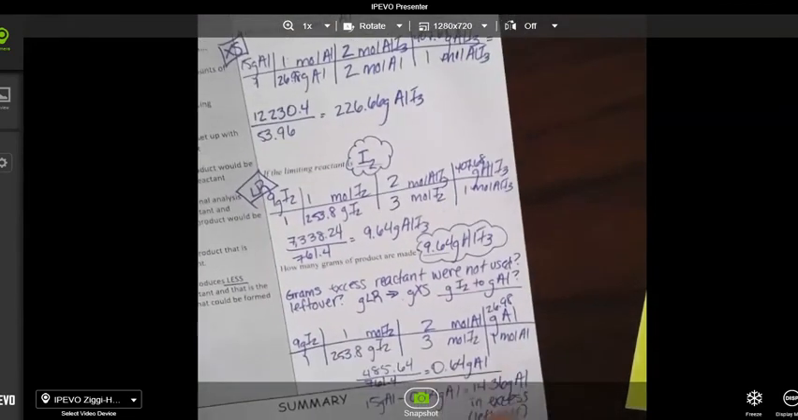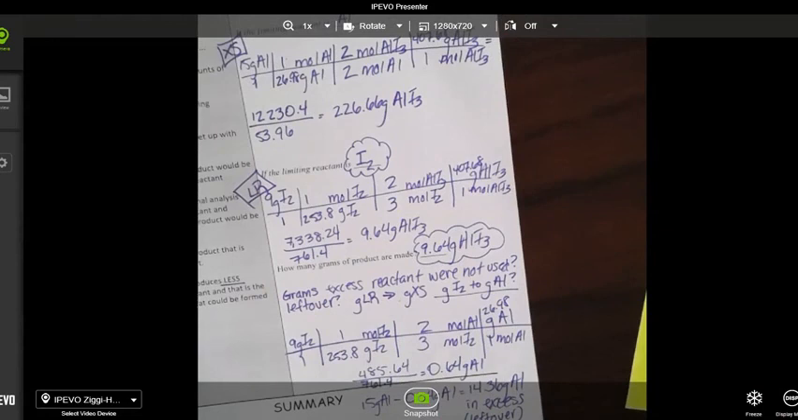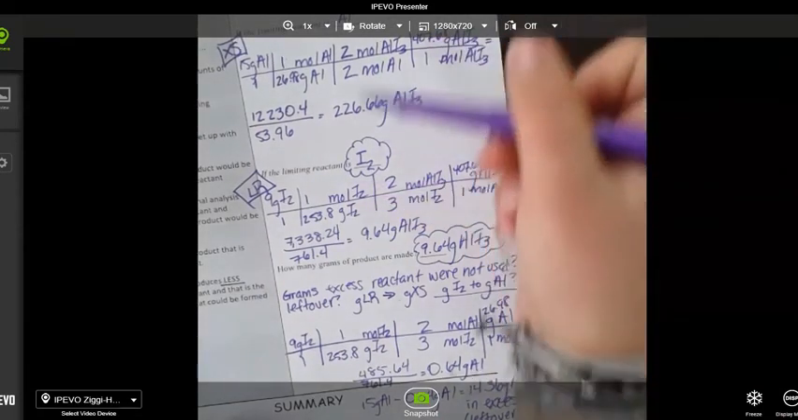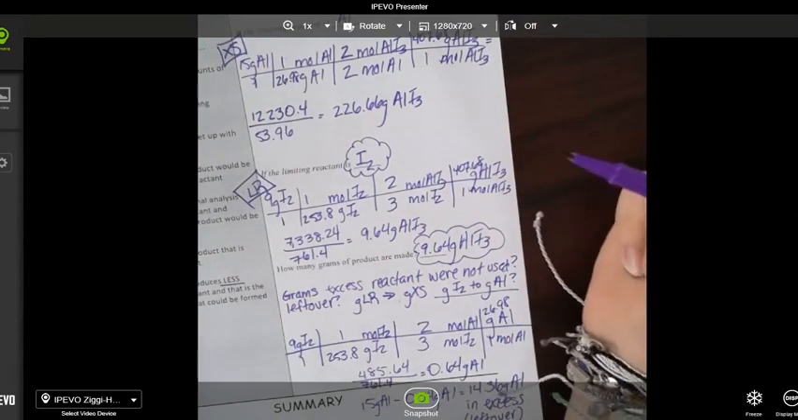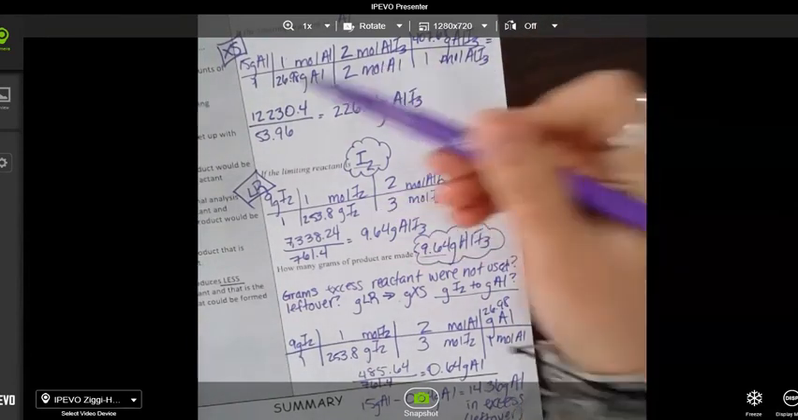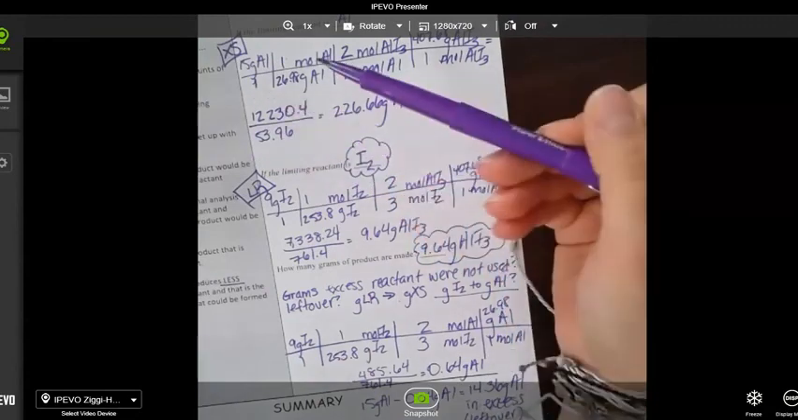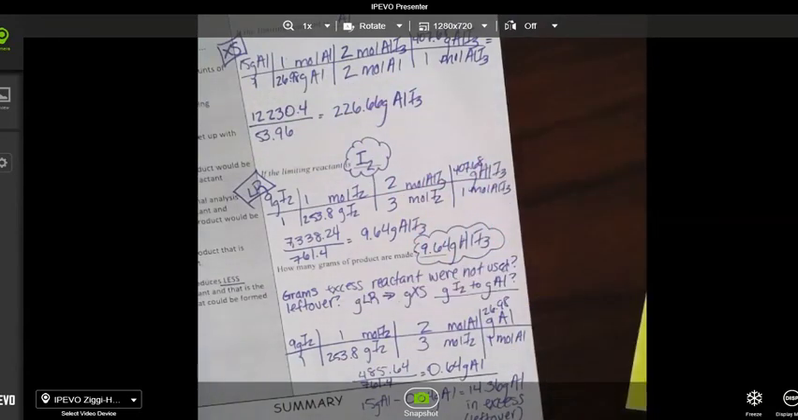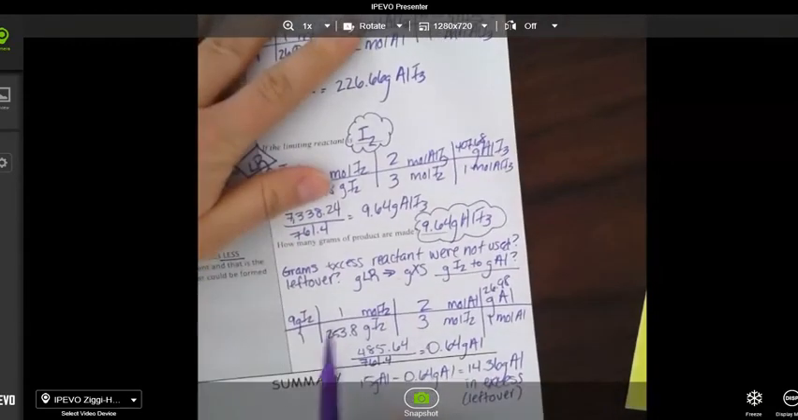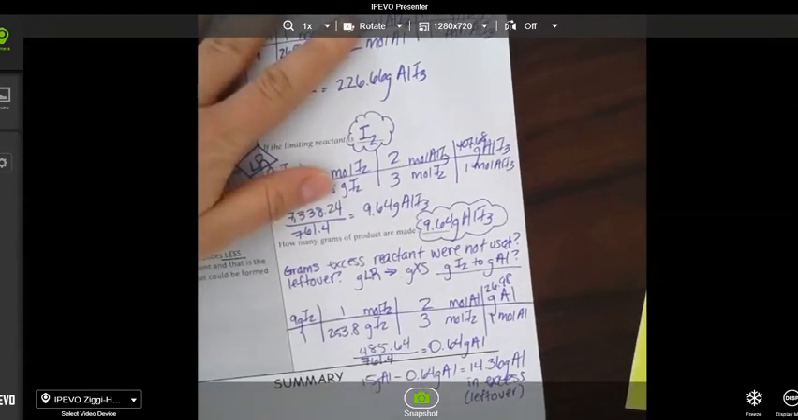All right, so that's how you figure out the limiting reactant. It's kind of a long process. You do always have to use two different dimensional analyses to figure out what is going to be your limiting reactant and what is going to be your excess, and then if you ever were asked how much is left over, this is the process that you're going to use.